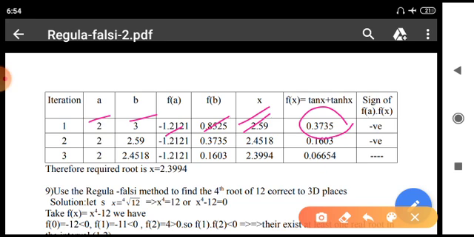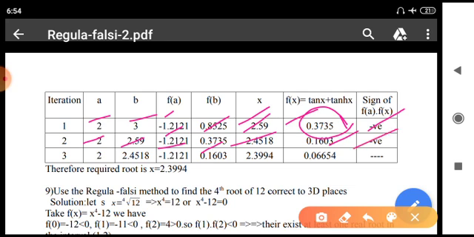Now again find what is the sign of f of a into f of x. F of a is negative, f of x is positive, so the product is negative. We know that if the product is negative, we have to write x value under the column b. So a value we will write as it is, f of a also same, f of b is the value we have calculated here. Again if we calculate x, we get x as 2.4518, f of x as 0.1603.